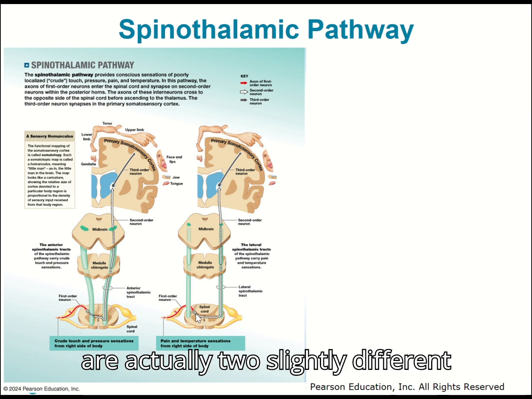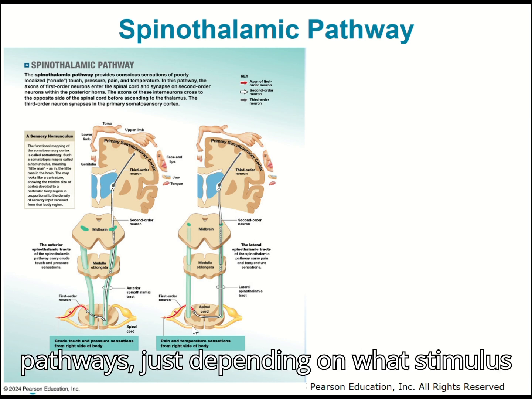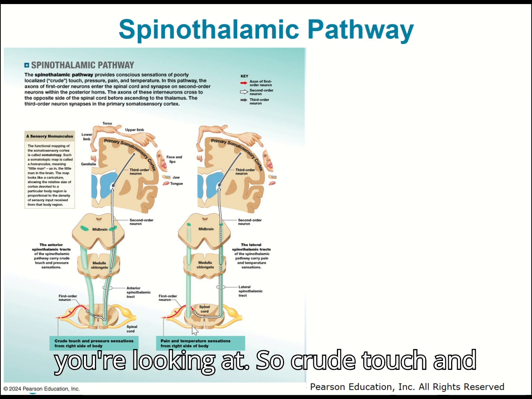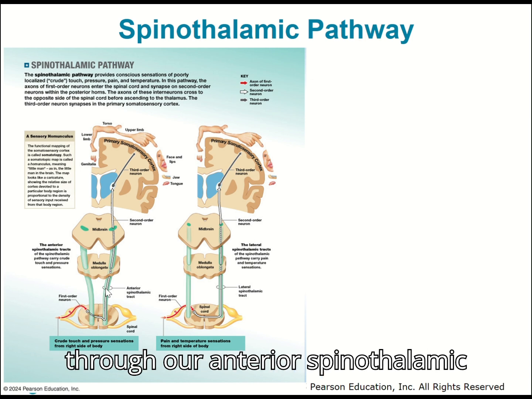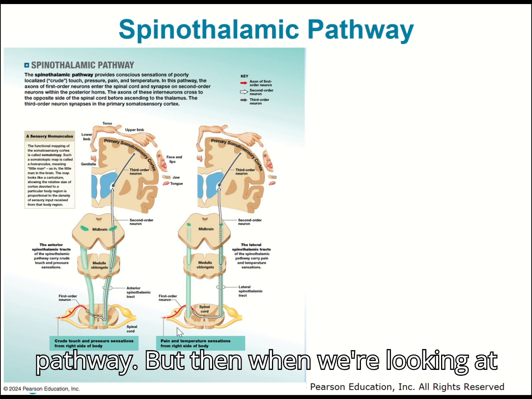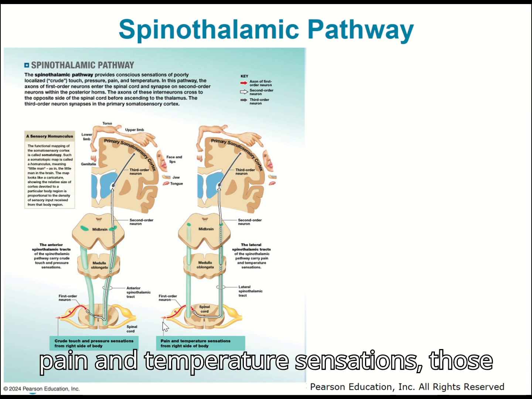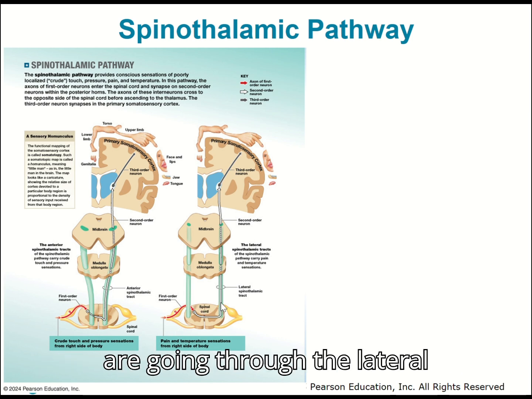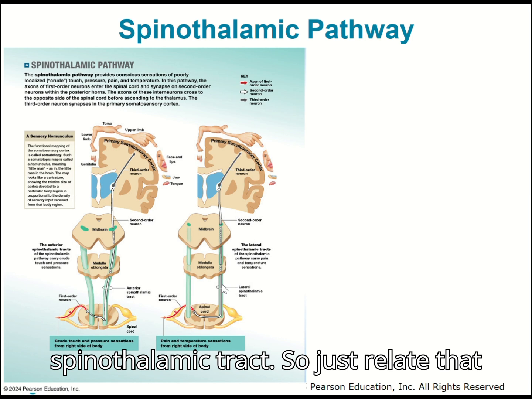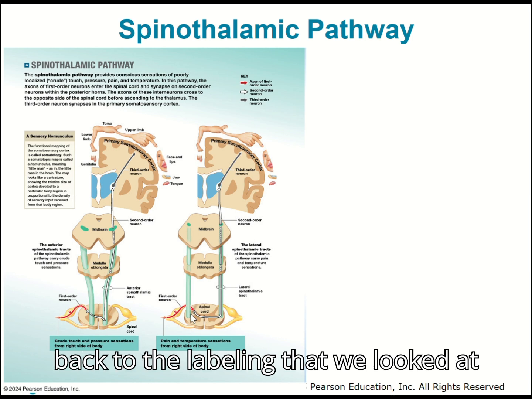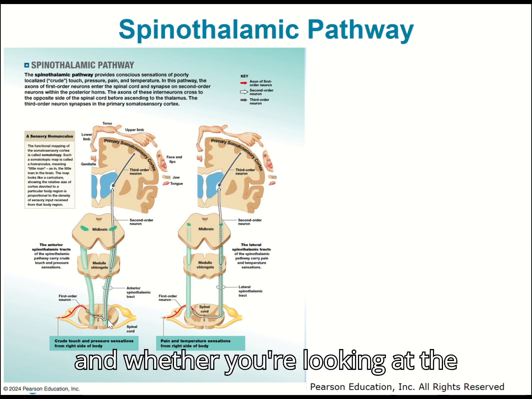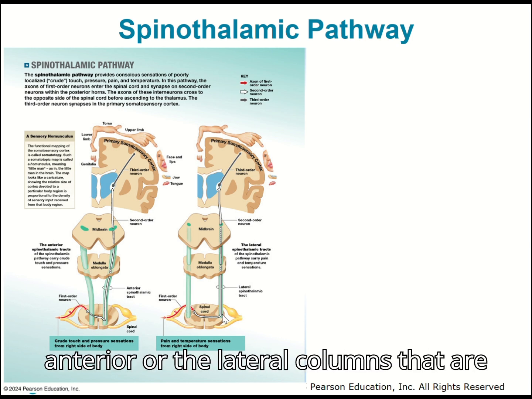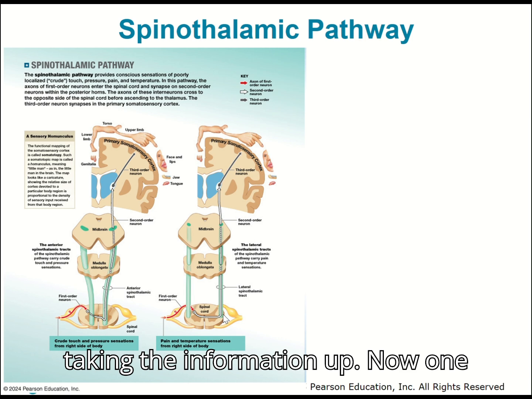Notice there are actually two slightly different pathways just depending on what stimulus you're looking at. So crude touch and pressure, notice, are coming in and going through our anterior spinothalamic pathway. But then when we're looking at pain and temperature sensations, those are going through the lateral spinothalamic tract. So just relate that back to the labeling that we looked at, where the white columns are going to be and whether you're looking at the anterior or the lateral columns that are taking the information up.